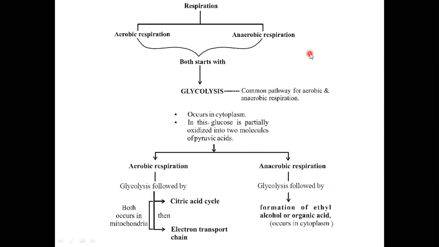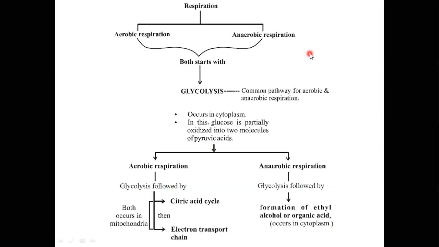Okay, so let us start. Glycolysis, I was explaining, is a process that is common for aerobic respiration and anaerobic respiration. It is the process through which aerobic and anaerobic respiration start. The glucose is partially broken down, not completely, and is converted into two molecules of pyruvic acid. This is the process of glycolysis.